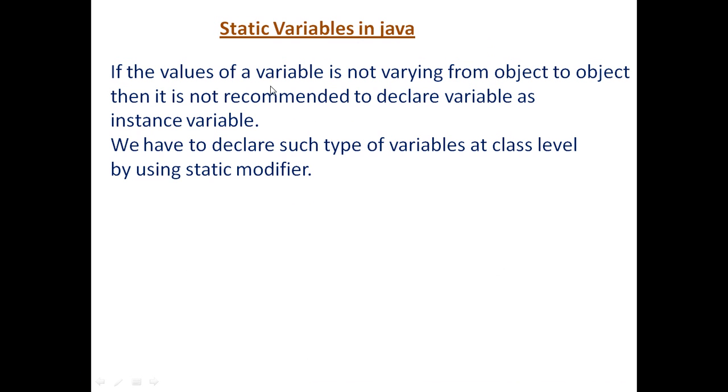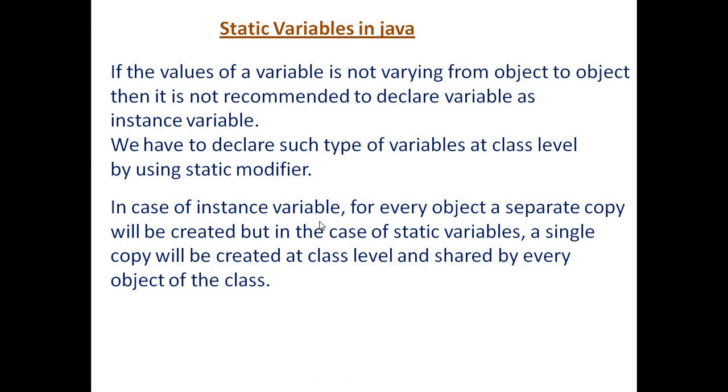So if the value of a variable is not varying from object to object, then it is not recommended to declare the variable as an instance variable. We have to declare such variables at class level by using the static modifier, which we have done in this case. Next, in the case of an instance variable, for every object a separate copy will be created.